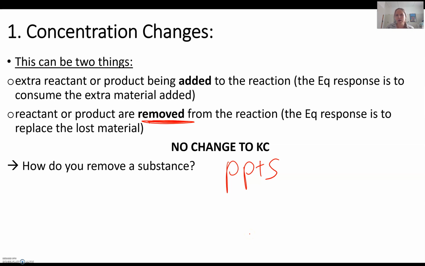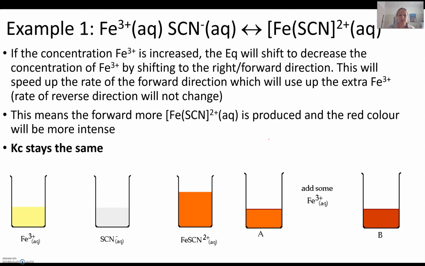And I'll go through how ammonia works because the Haber process is pretty important. Please note that concentration will not affect your Kc. Concentration will not affect your Kc. So here's an equilibrium we've seen before. Let's talk about the fact that if I increase the concentration of Fe3+ by literally adding more.